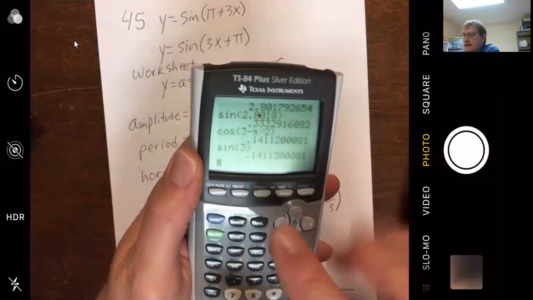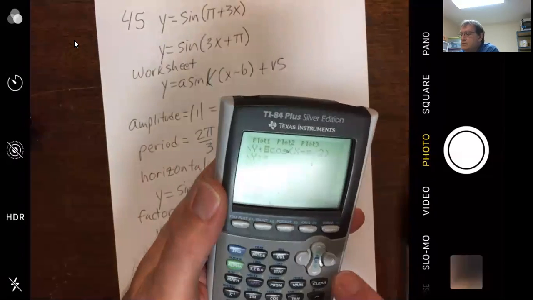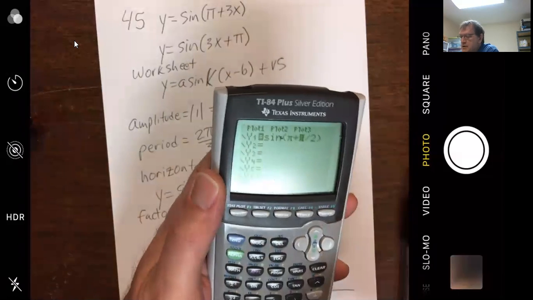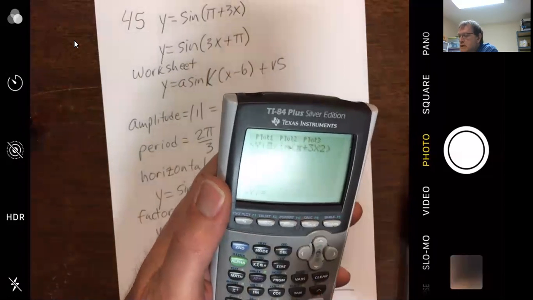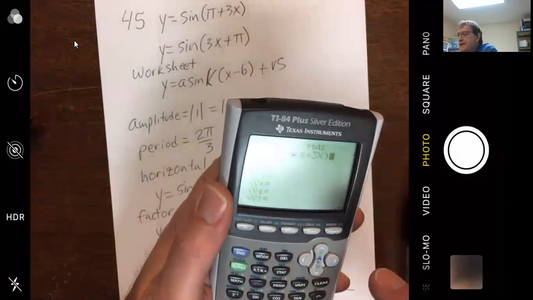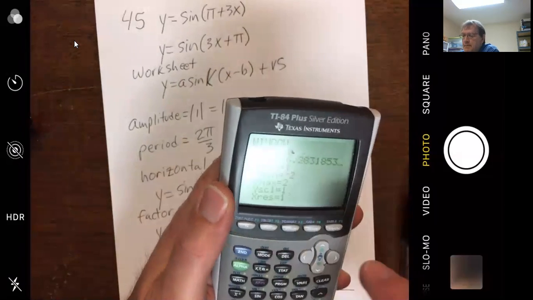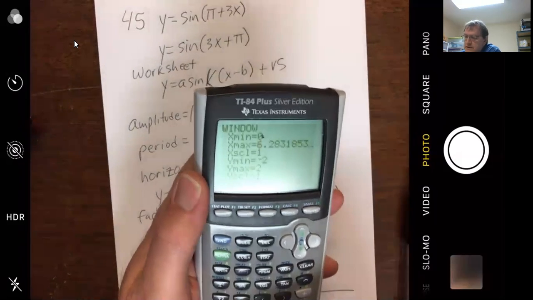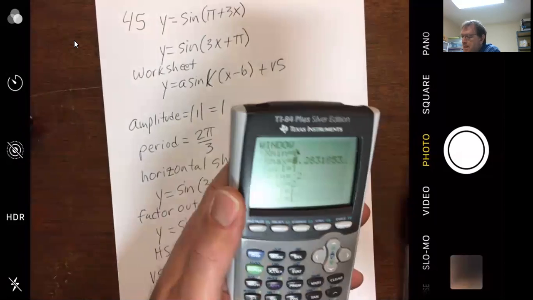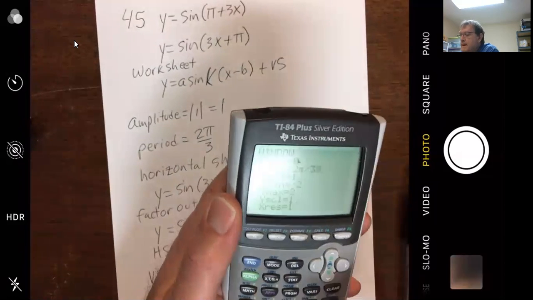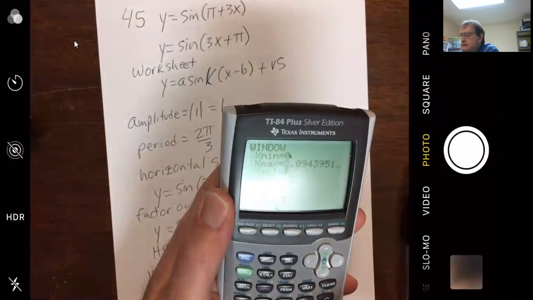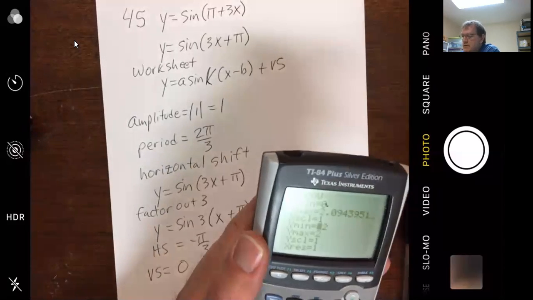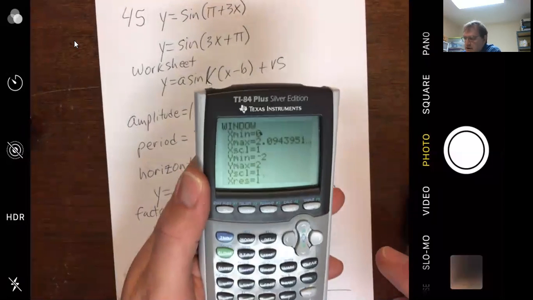So let's see, y equals sine of pi plus 3x. Window: x min 0, one period is 2 pi over 3. Maybe x scale 1. Basically centered around 0, amplitude is 1, so negative 2, 2 is fine. You can do negative 1, 1.